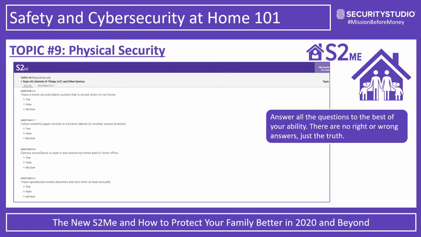Question 9.8, camera surveillance is used in and around my home or home office. Maybe you have a Ring doorbell. You would say true to this question if you have a Ring doorbell, or if you have any kind of camera surveillance in or around the home. Cameras can be good deterrents.